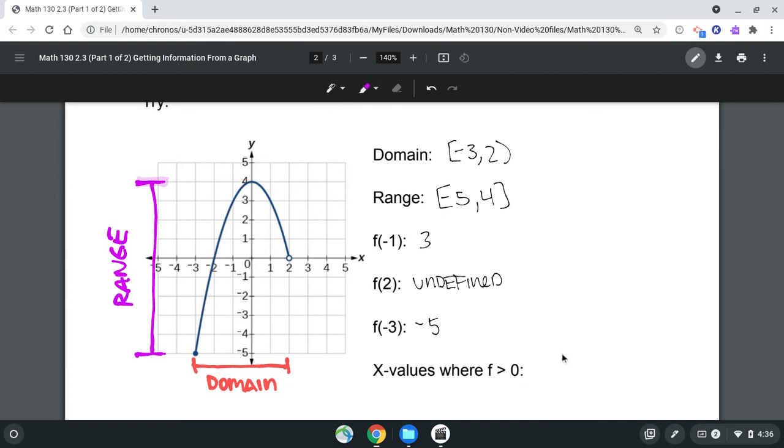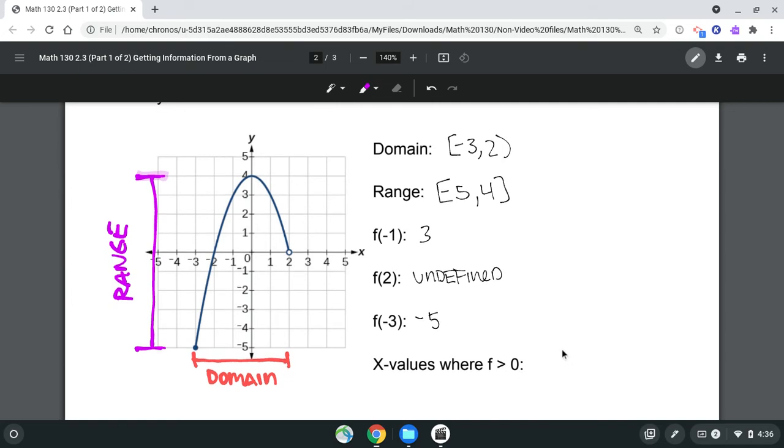All right, so this is an interesting question. X values where the function is greater than 0. So for what x values is our function greater than 0? Okay, so here it's at negative 5, so not there. Negative 4, no. Negative 3, no. Negative 2, negative 1, no. 0, kind of close.